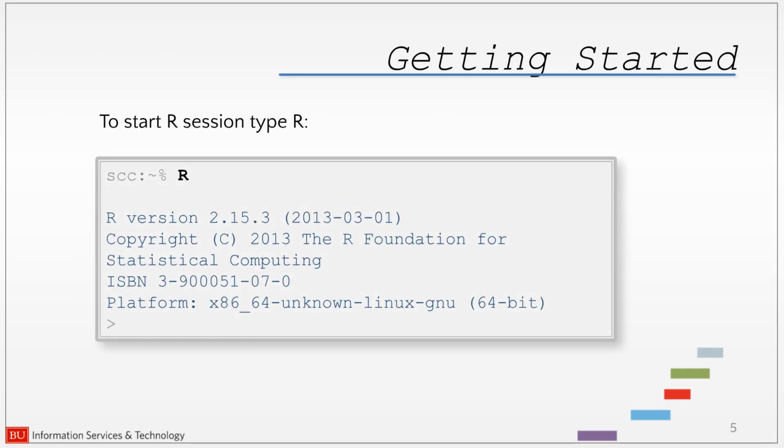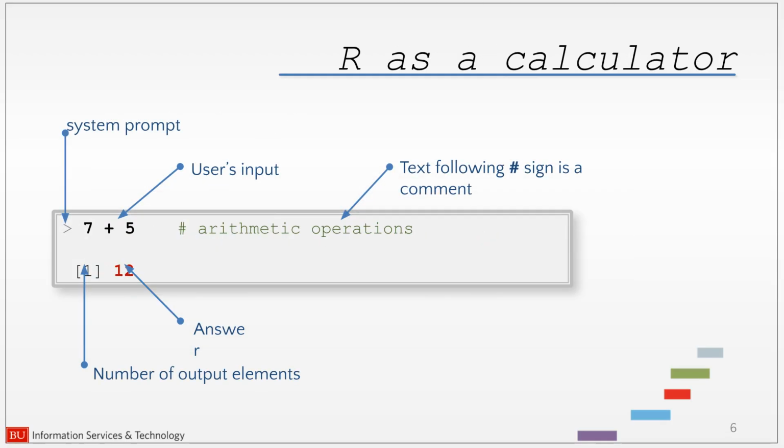To start an R session, simply type R in your command prompt. This will launch the R environment, showing the version and platform information. R can be used as a calculator. When you input an arithmetic operation like 7 plus 5, the system prompt returns the answer. Text following the hash symbol is treated as a comment.